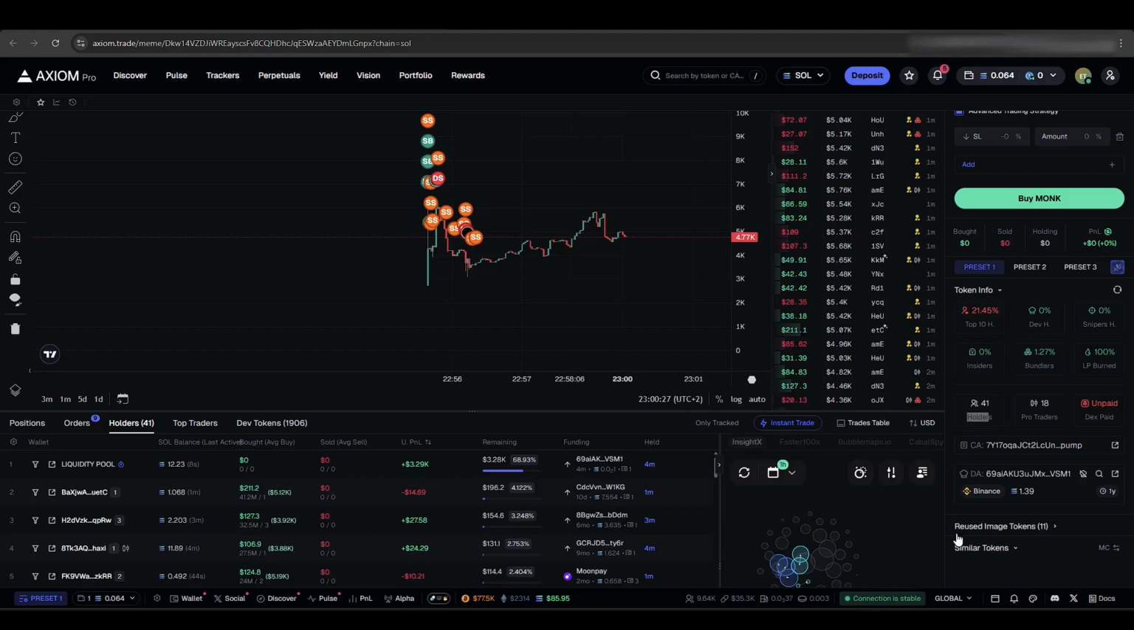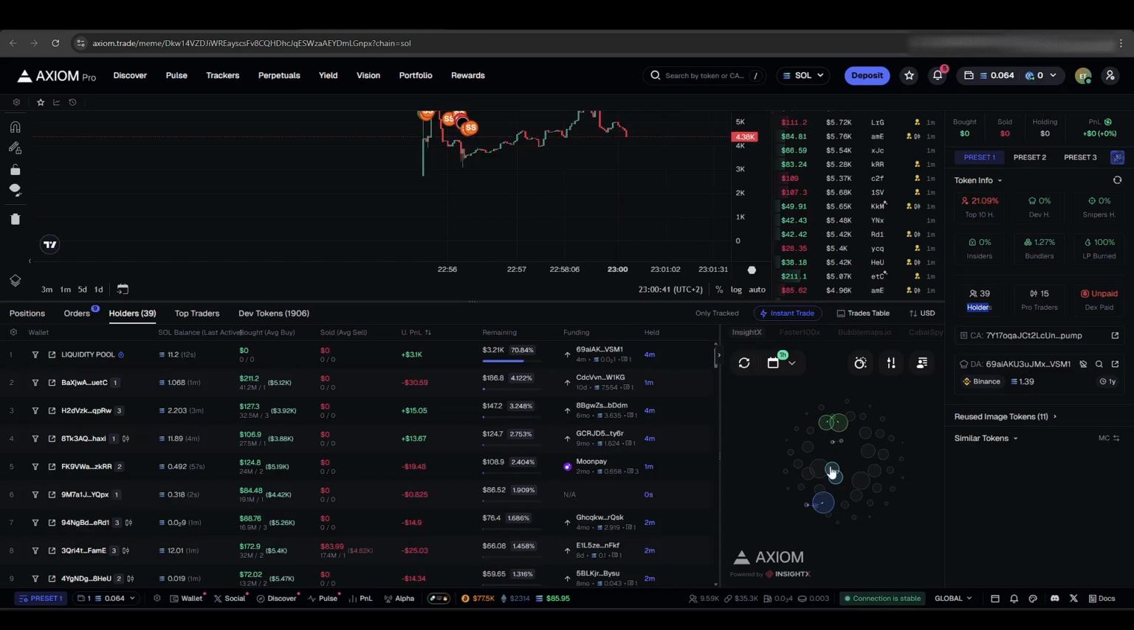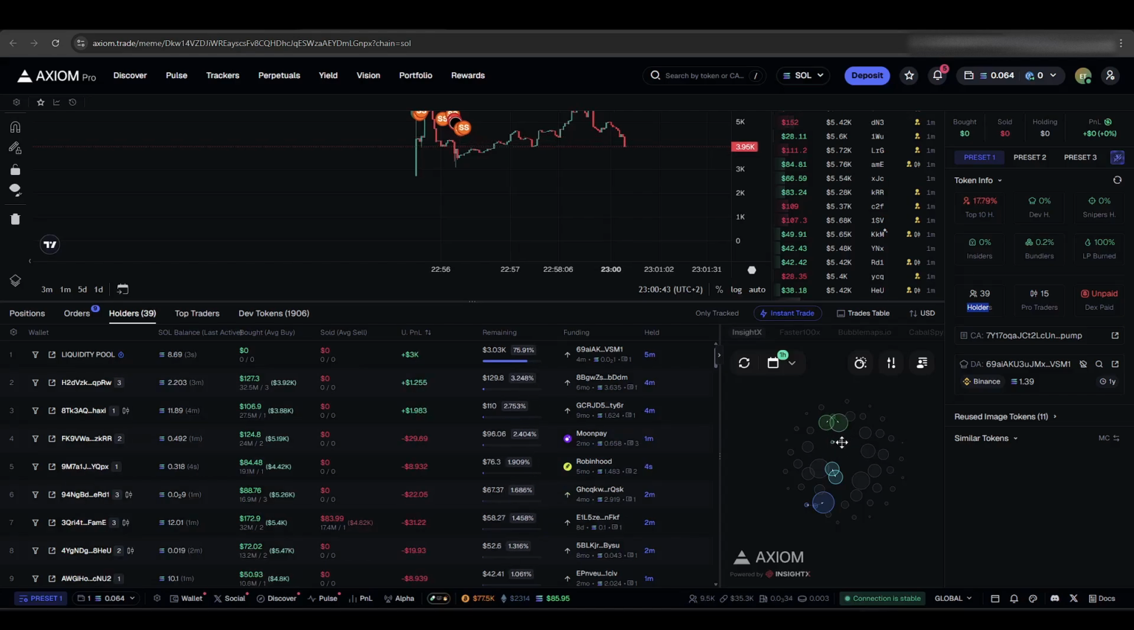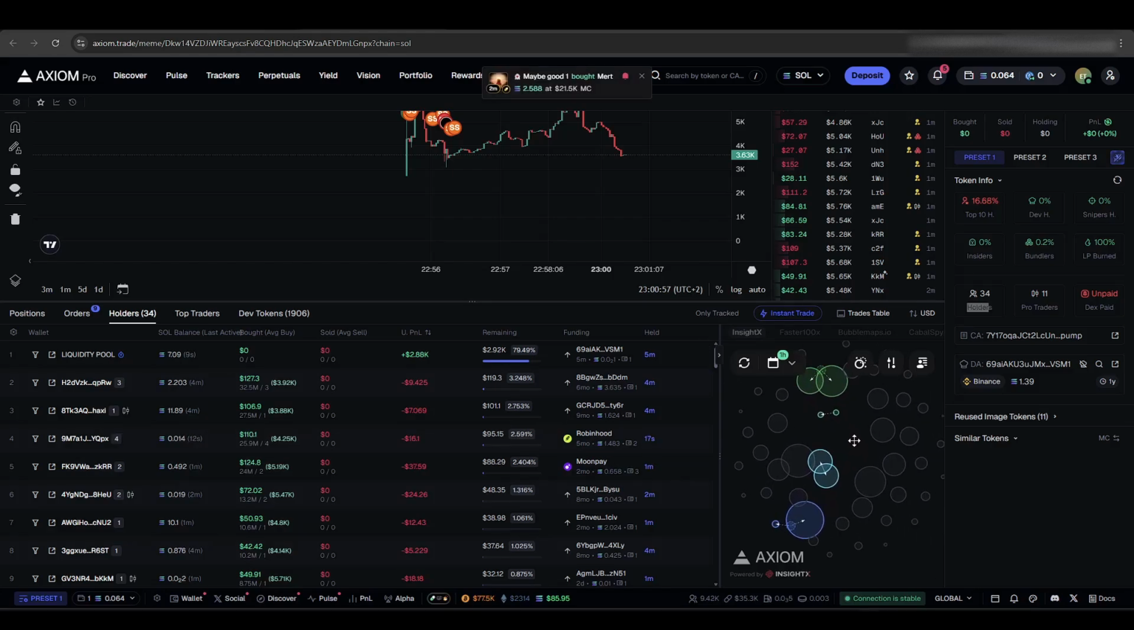Now another important one is the bubble chart right here. So if we just refresh this real quick. Okay. So this shows us all the wallets, all the holders, and how they're connected with each other. Now what we don't want to see is a lot of connections between those wallets, because this means that it's highly concentrated amongst a few people. And what they're going to do, you will probably see in a second here. So this one, not too good.